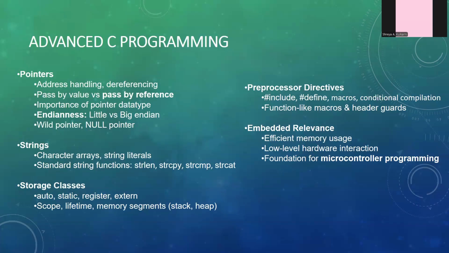Then we also looked at preprocessor directives. So hash include, hash define. Hash define is used for macros. Then conditional compilation, etc. Function like macros. So if we want to write a very small function, we need not write it inside the file, but we can write it as a preprocessor directive. So we learned the C programming concepts which are required for our embedded systems microcontroller programming.